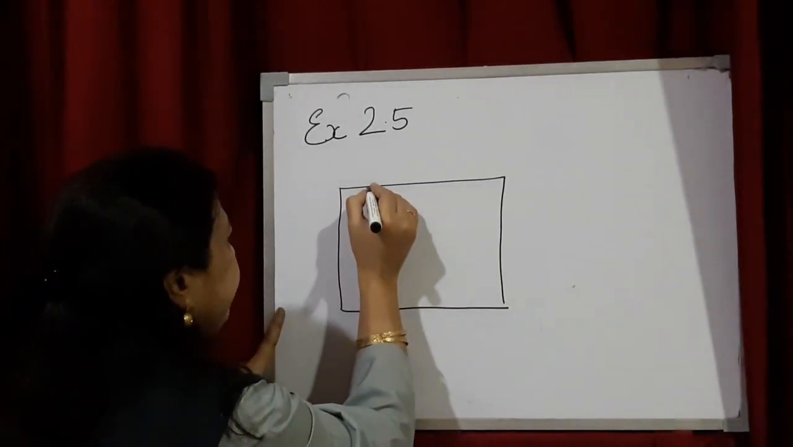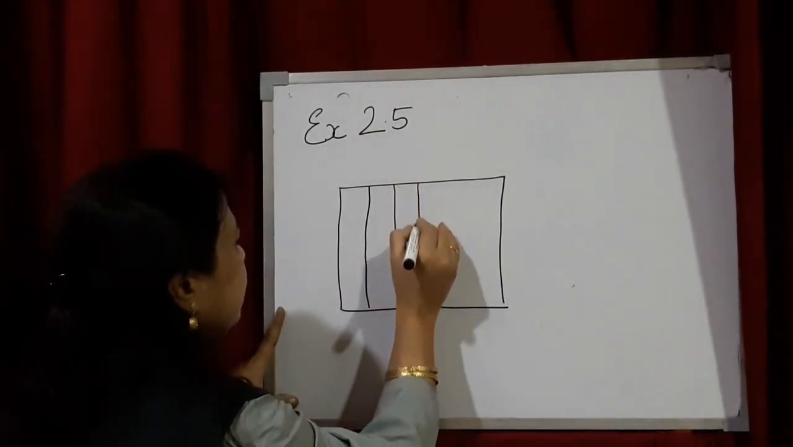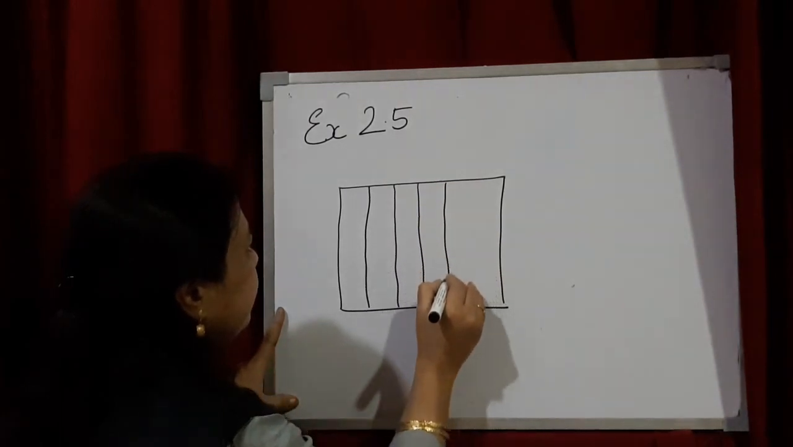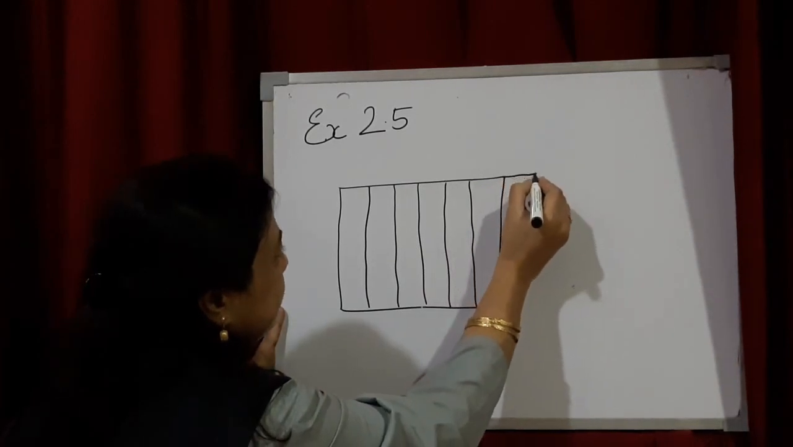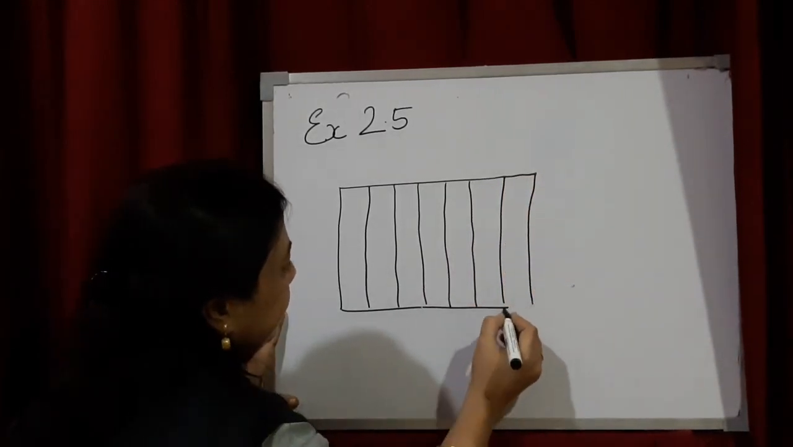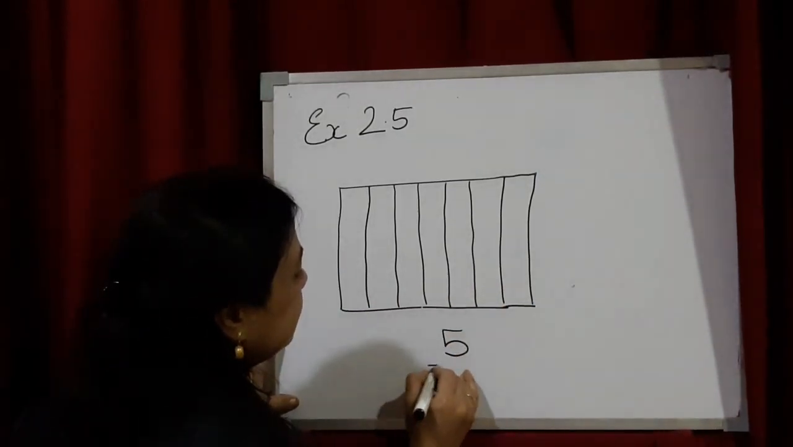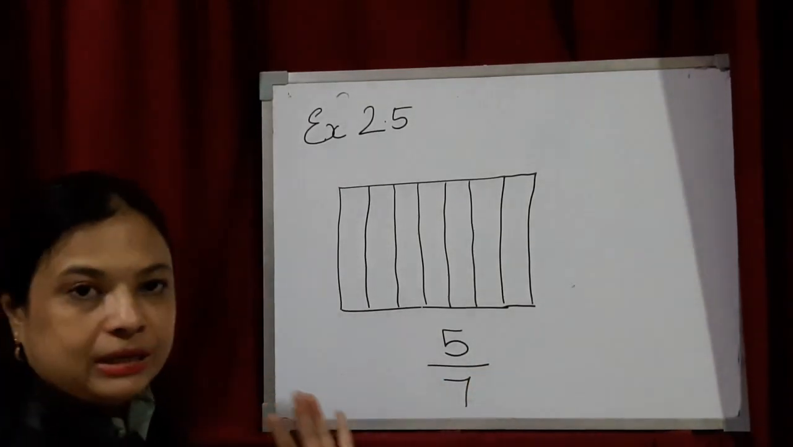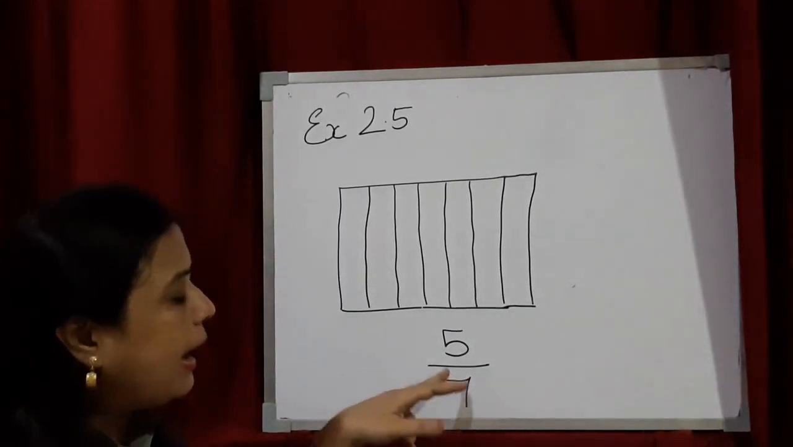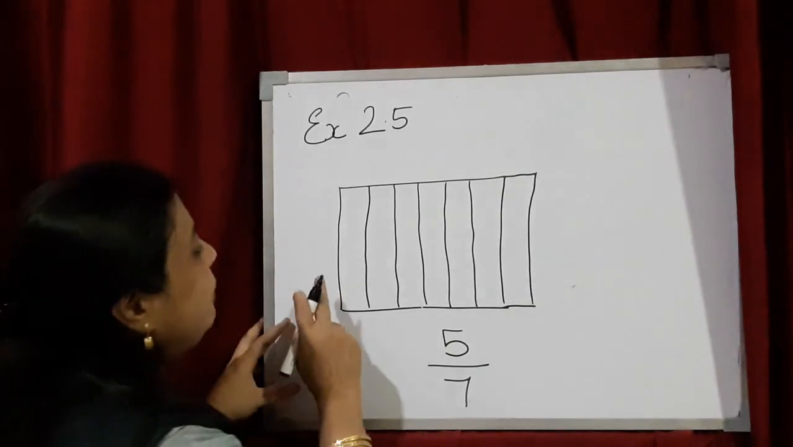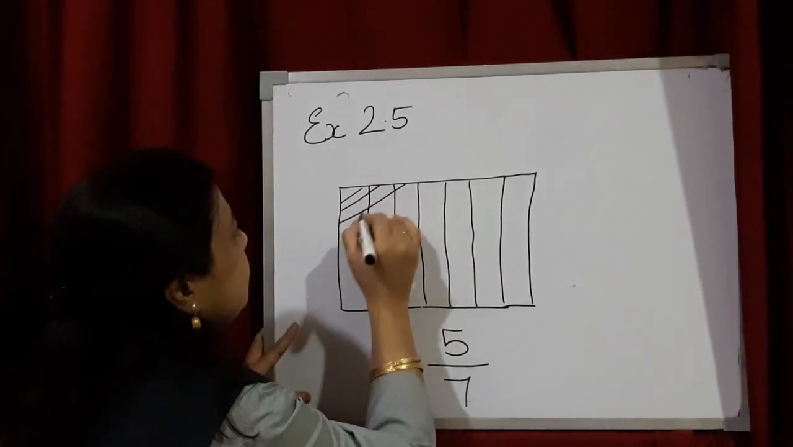Total 7 parts are there. 1, 2, 3, 4, 5, 6 and here one more, 7. Okay, this way the figure is given and the fraction is written 5 upon 7. So here what you have to do is just shade. You have to see that out of 7 I have to shade only 5 parts. So I will count 1, 2, 3, 4 and 5 and then I will shade like this.